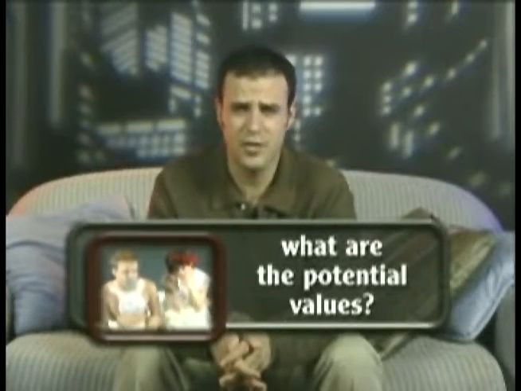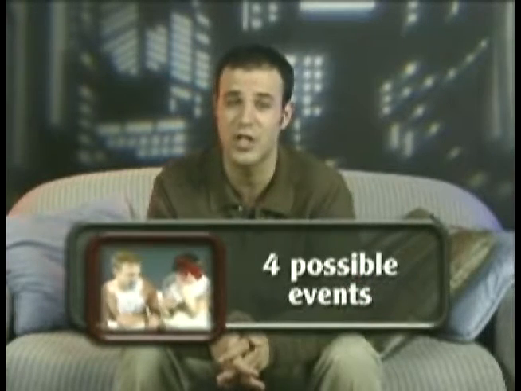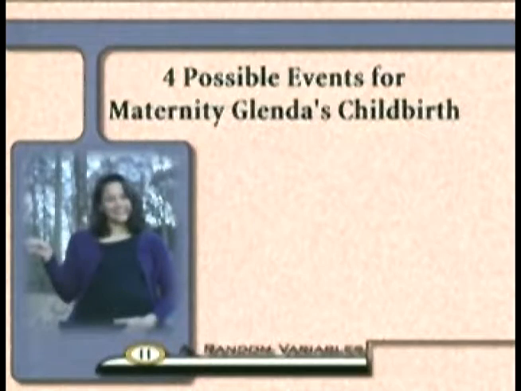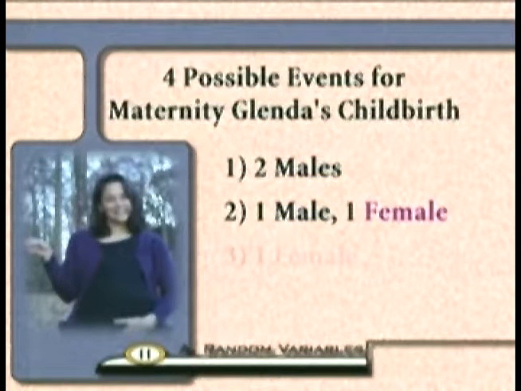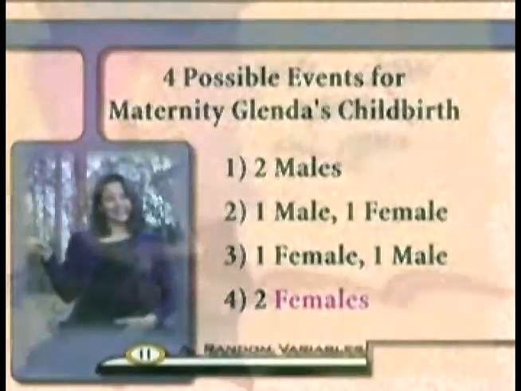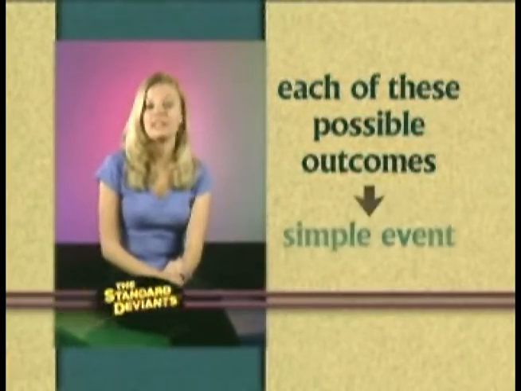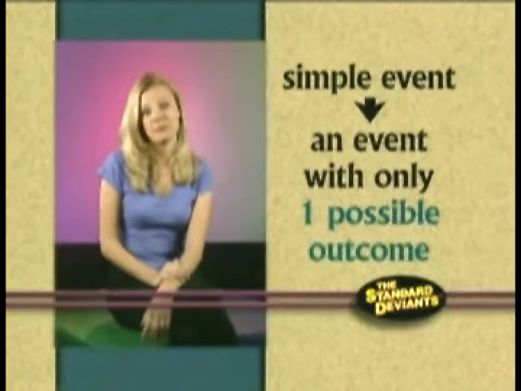How do we know what these potential values are? Well, assuming that Maternity Glenda obeys the laws of nature, the babies will be either male or female. With male and female babies, there are 4 possible events for this childbirth. Maternity Glenda can give birth to 2 males, 1 male and 1 female, 1 female and 1 male, or 2 females. Each of these possible outcomes is a simple event. A simple event is an event that has only one possible outcome.